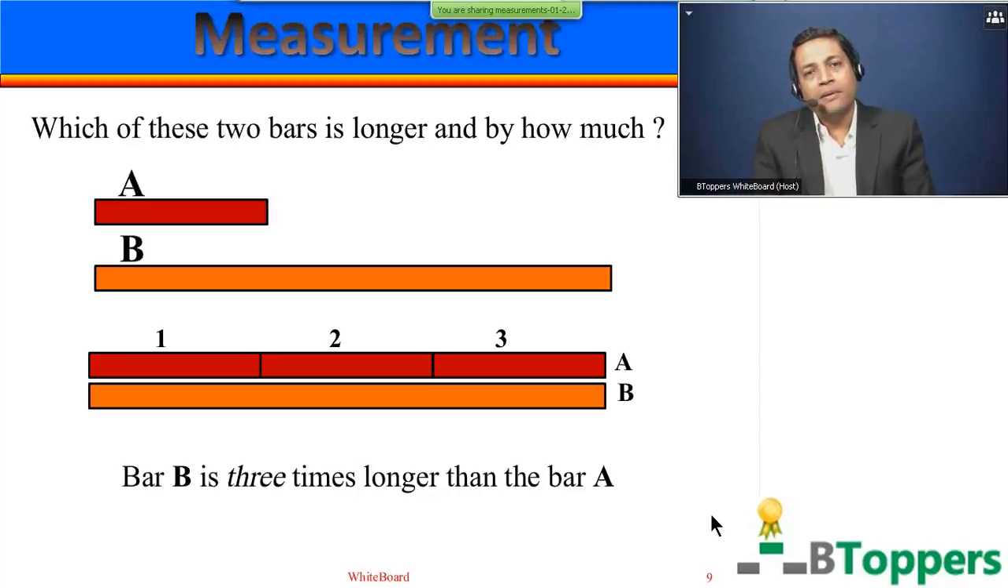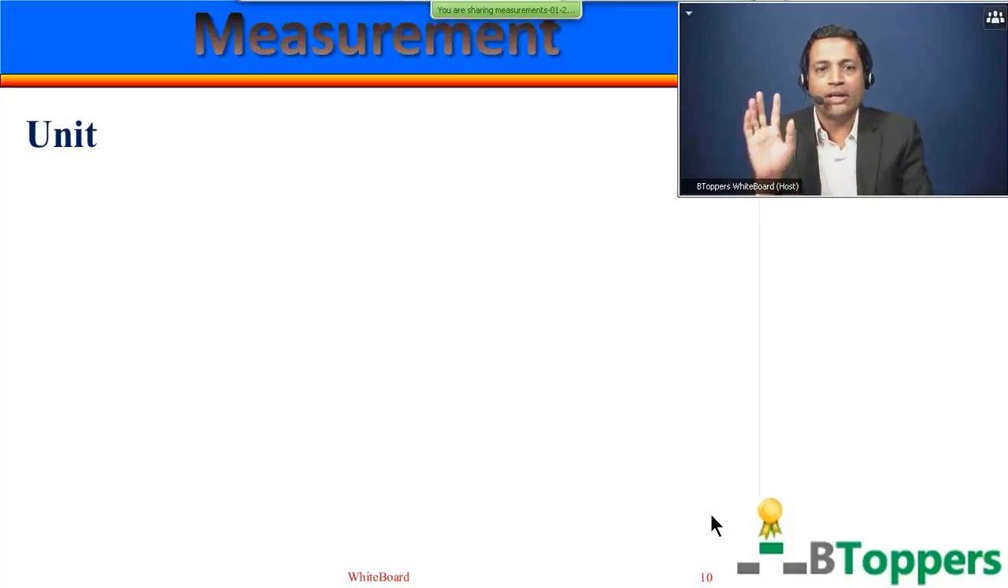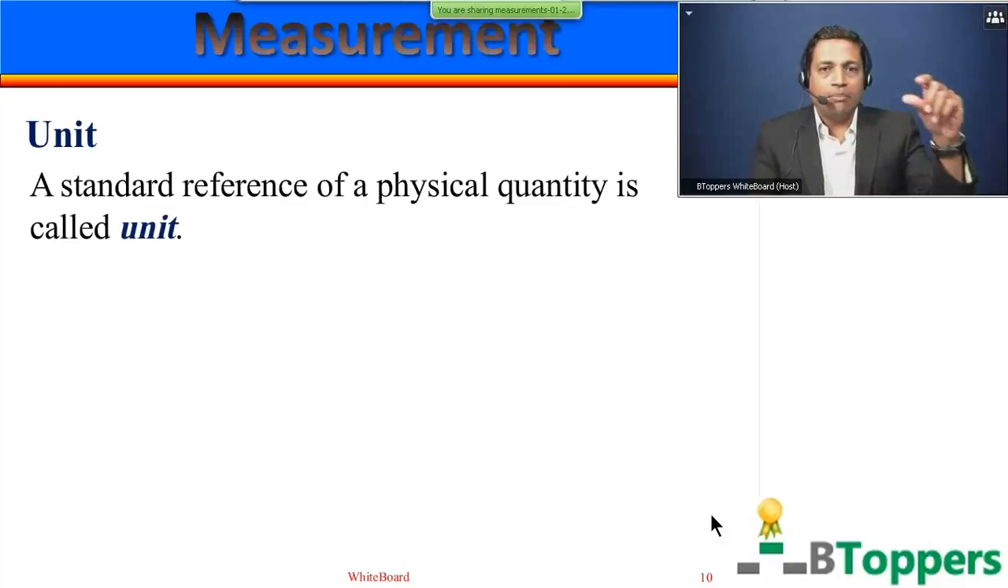This is the simple example that will make you understand the concept of what we called as a unit. So in the previous example, we saw that we had taken bar A and bar B. Similarly, a standard reference of a physical quantity is what is called as a unit. So in the first step of measurement, if you remember, I said that you have to choose a standard reference. That standard reference is called as a unit here.